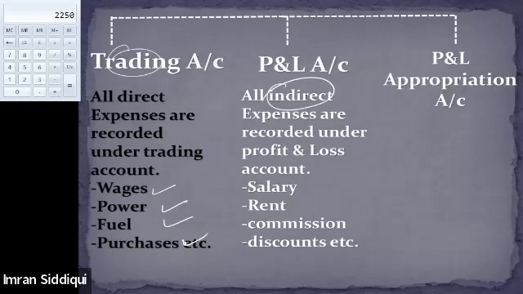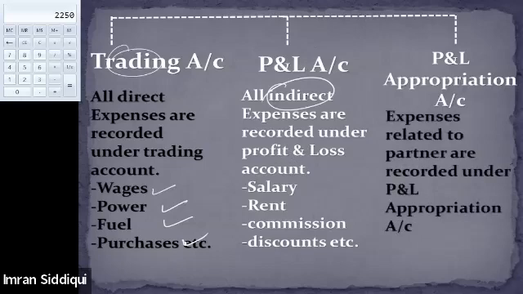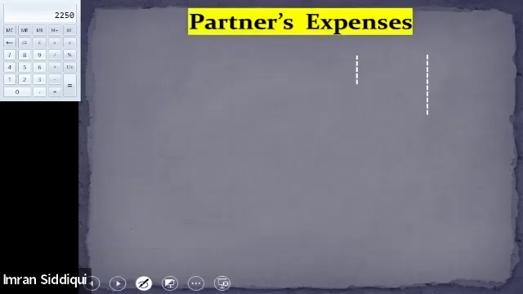But when it comes to P&L appropriation, it records expenses relating to partners only, right? It records the profit and the income and expenses relating to partners only. So P&L account records all kinds of indirect expenses of the business. Trading account records direct income and expenses of the business. But P&L appropriation deals with only partners' income and expenses. Okay.